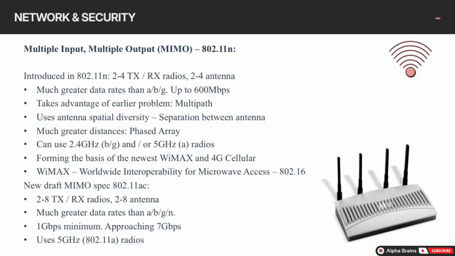Now, how do we get this increased throughput? Well, we do this by using multiple transmitters and multiple receivers and multiple antenna in a single access point. And then each of these transmitter-receiver pairs can be used to communicate 48 or more data streams simultaneously. And this is how we increase this throughput.